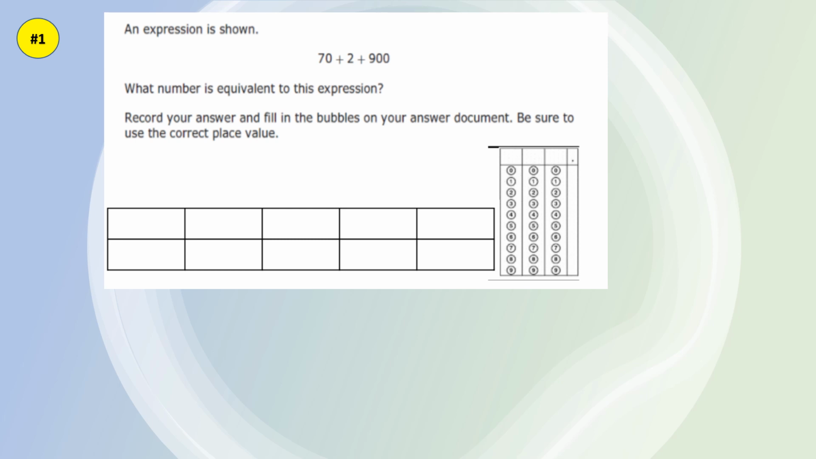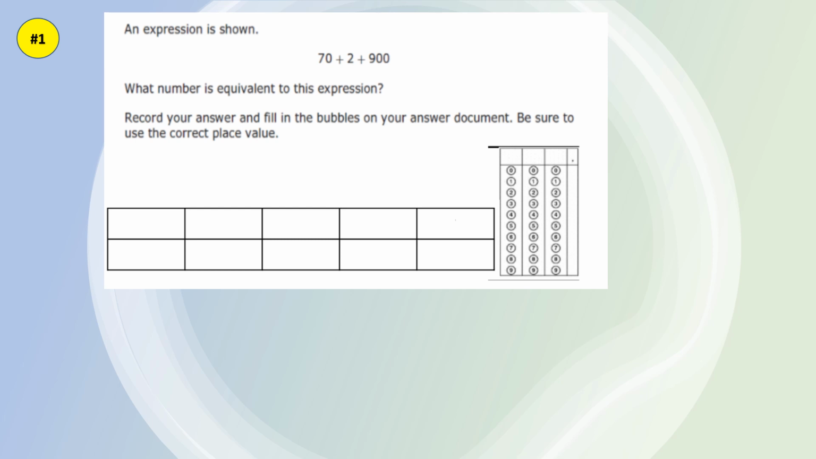So first, I want to fill in this place value chart. I've created a place value chart on my screen here, and I want you to do the same on your paper. I'm going to pause for a moment so that you can have a chance to create a place value chart on your paper. Now that you have your place value chart on your paper, let's fill it in.